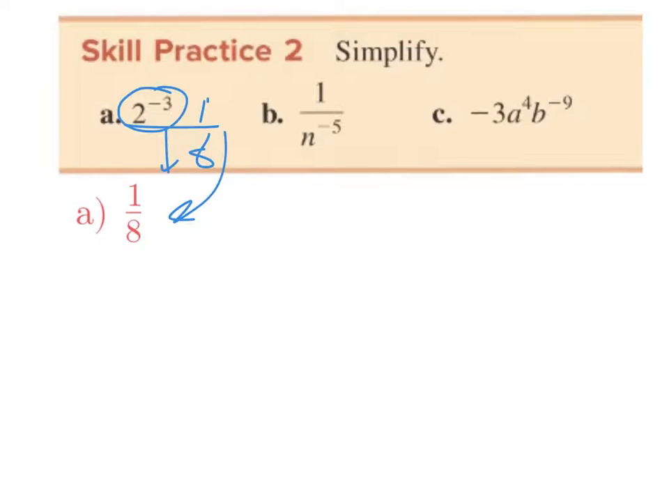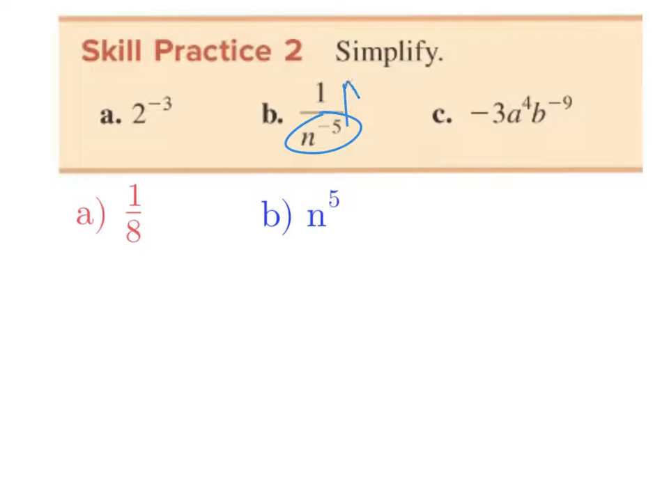Okay, so what happens on the second one? What has to change? This one has to go up, right? And so when it goes up, it just changes to n to the 5th. Well, what's on the bottom? 1. So what's n to the 5th over 1? N to the 5th. Okay, that goes up.